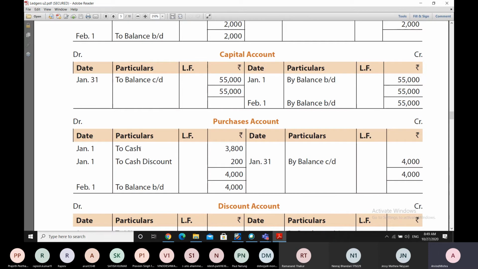So reference is always made: when we make an entry on the debit side, the reference is made of the account which is credited. Whenever we make an entry on the credit side of any account, the reference is made of the corresponding account which is debited.